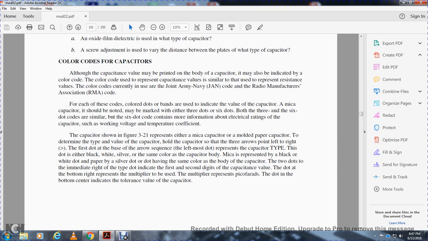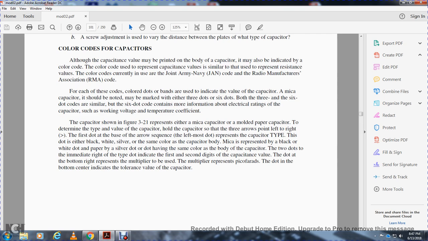Mica capacitors should be noted. They are marked with three dots or six dots. The three-dot and six-dot codes are similar. The six-dot code contains more information, such as the electrical rating of the capacitor, including working voltage, temperature, and coefficient.